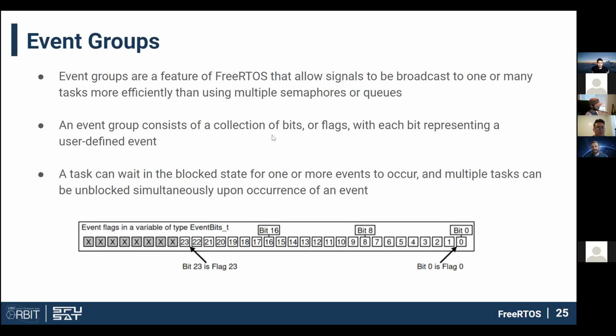So an event group is a feature provided by FreeRTOS that allows you to broadcast one or multiple signals to many tasks simultaneously. And you can do this more efficiently than if you were to duplicate a bunch of semaphores to synchronize all these tasks at the same time. So an event group is basically just a collection of bits. It's like a big bit mask where each bit value in that mask has some user-defined meaning. FreeRTOS does not dictate what the bits in an event group actually signify. You as the programmer have to provide meaning.